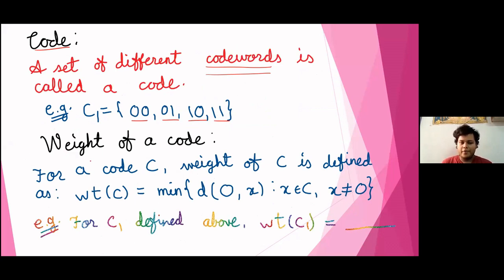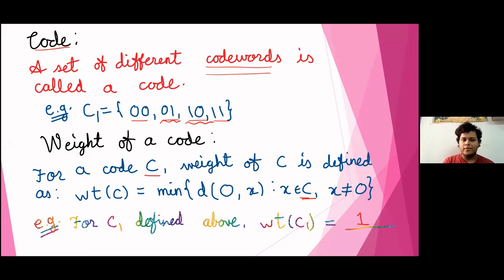And the weight of a code. For any code C, we define the weight of C as the minimum distance between the 0 code, that is 0, 0, ..., 0 n times, and x, where x is an element of this C and x is different from 0. So the minimum distance of a non-zero code word from the 0 code is what we call the weight. So in this C1, the minimum number of non-zero digits is 1. See over here and here. So for this C1, the weight will be 1.